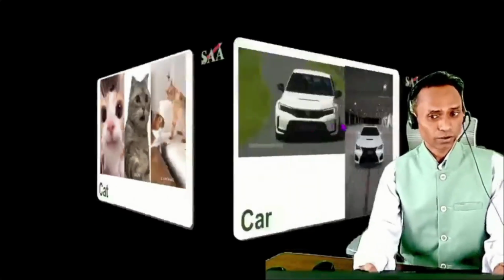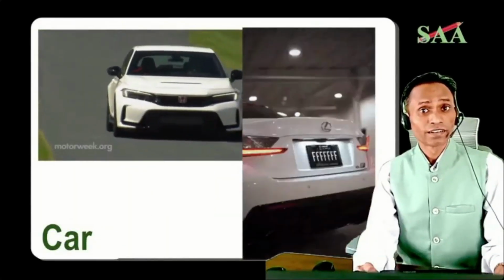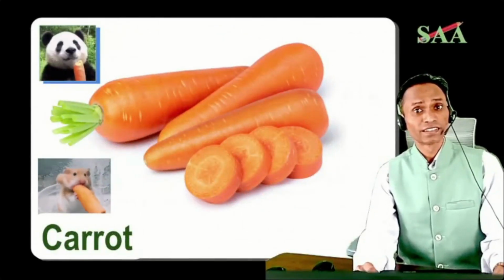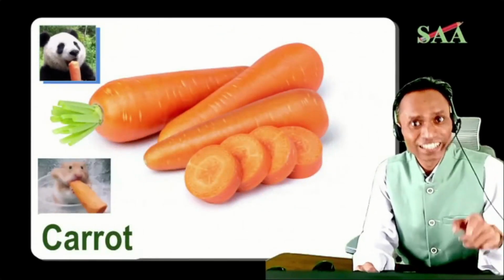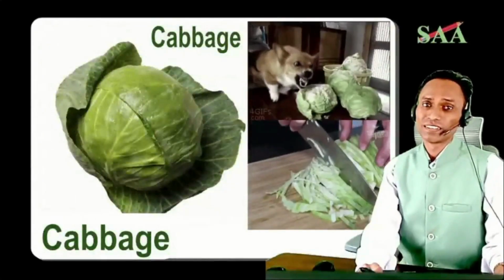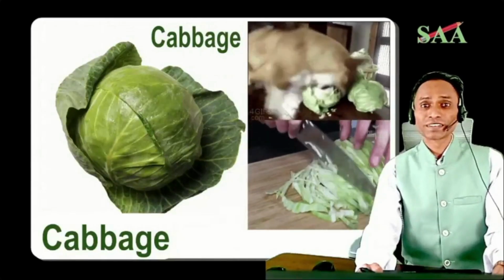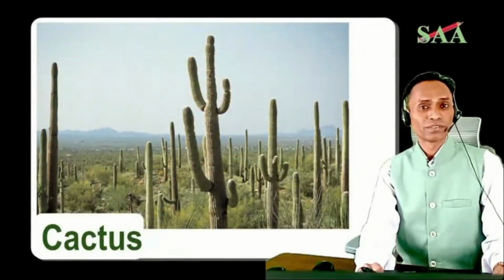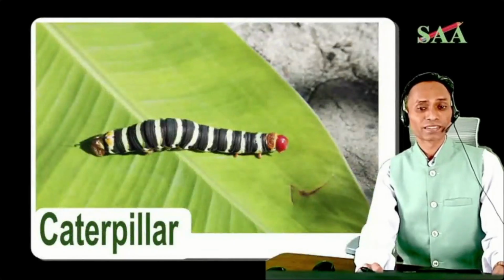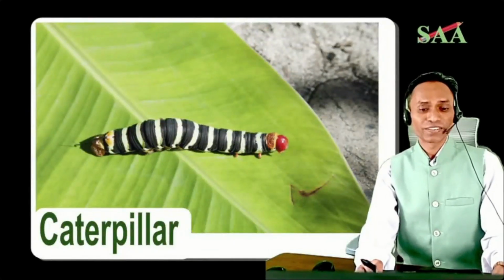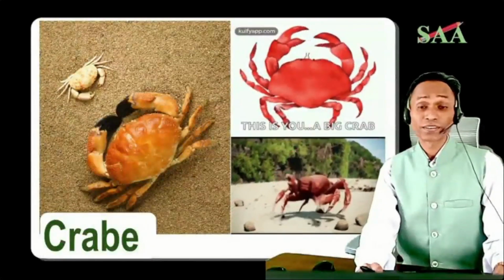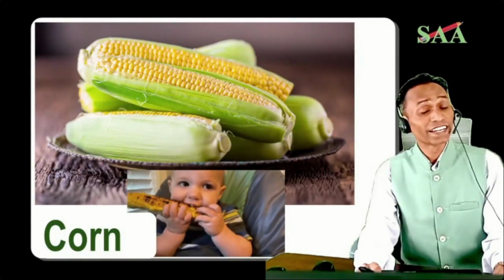Cat. Yes, okay, good. This one? Car. Carrot. Okay. Cabbage. Yes, cabbage. Cactus. Caterpillar, good. Crab, very good. What is this? Corn, C-O-R-N. Corn. Yes.